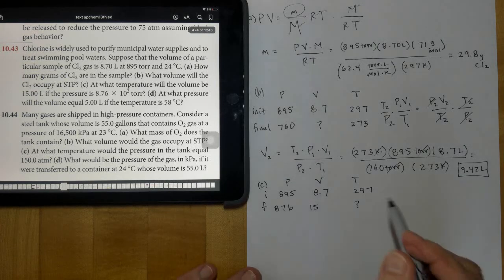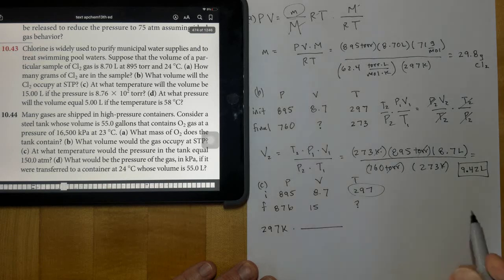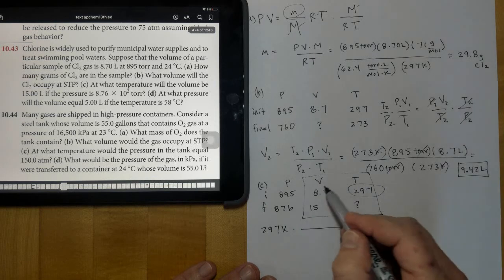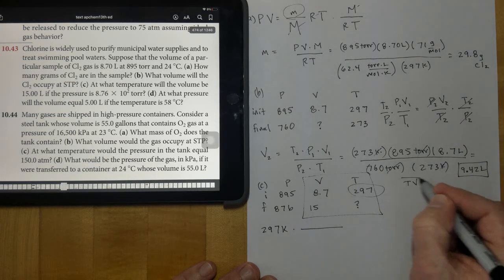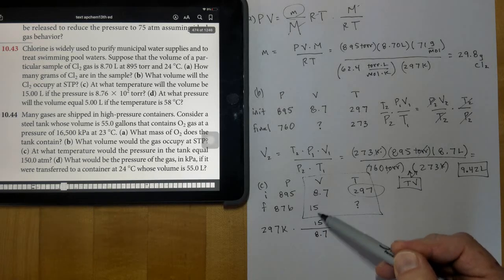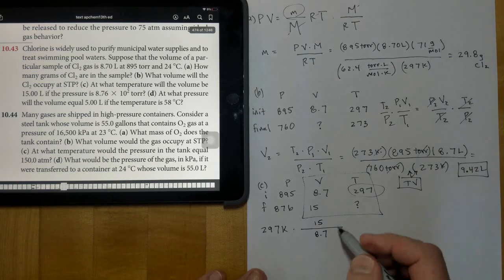Another way to do this is to take your temperature right here, write 297 Kelvin, put a multiply sign, put a line, and then look at each relationship separately. Volume and temperature is a direct relationship: if one goes up, the other one goes up. You have to multiply by a ratio to make it get larger, and that ratio would be 15 over 8.7. Your choices are 8.7 over 15, which would be like 1/2, or 15 divided by 8.7, and of course this is going to make it larger. So the volumes here would cancel.